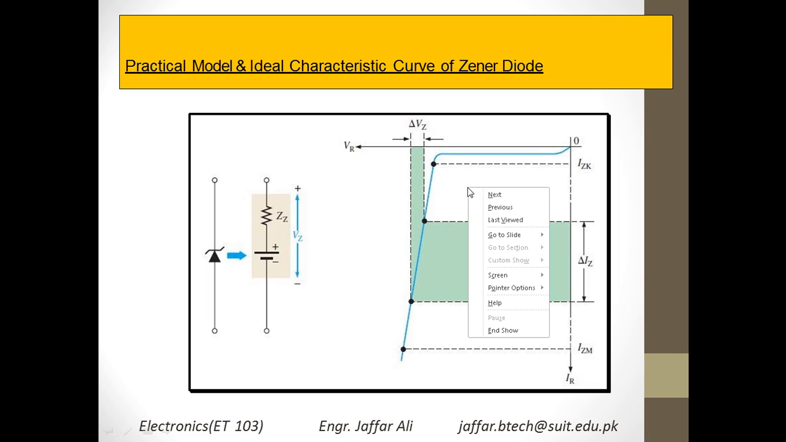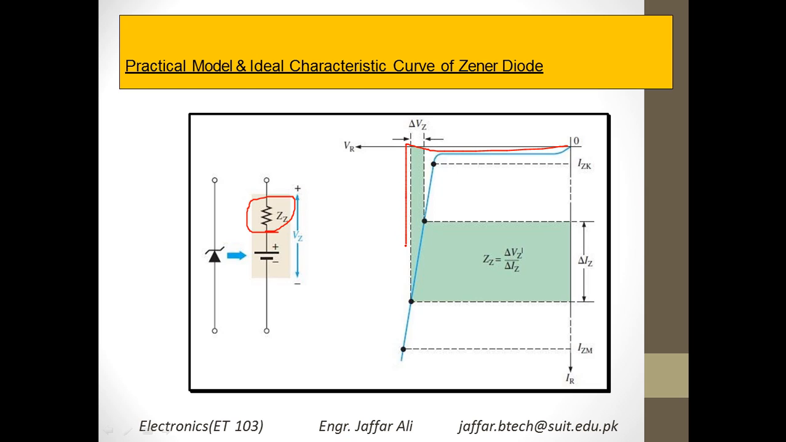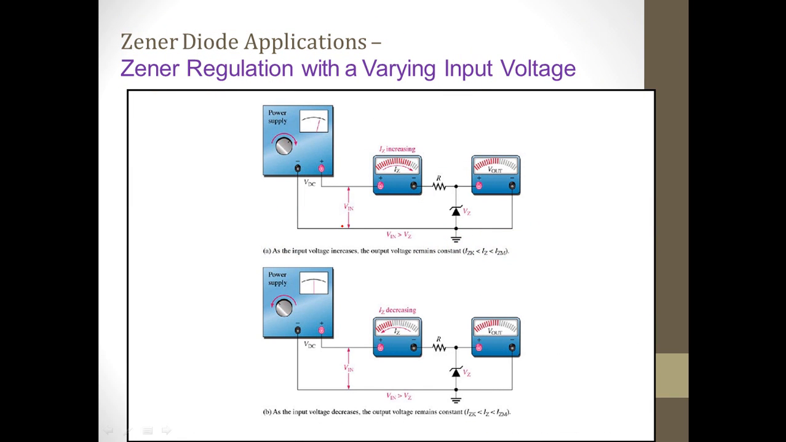You see that this is the practical model that I just showed you, and the reason is that resistance is involved in that region. So you never get a straight line like this. You always get something like this, and this is because of the losses, because of internal resistance and any external resistance as well.